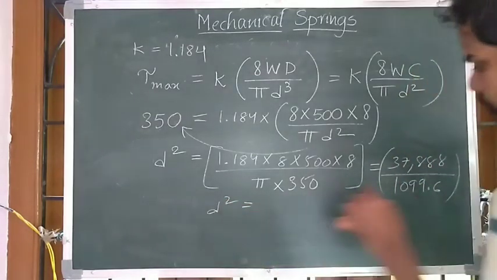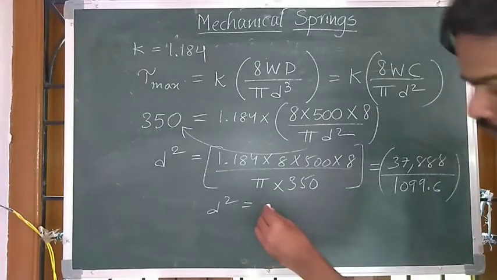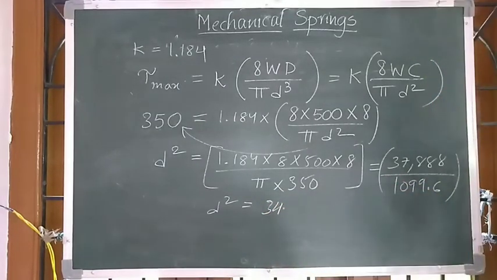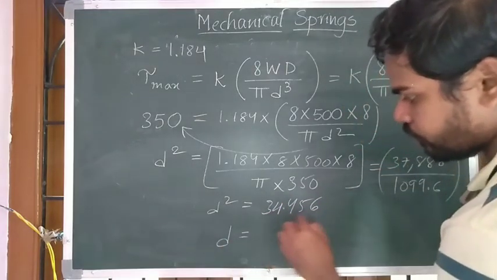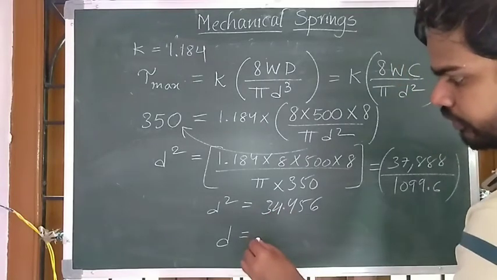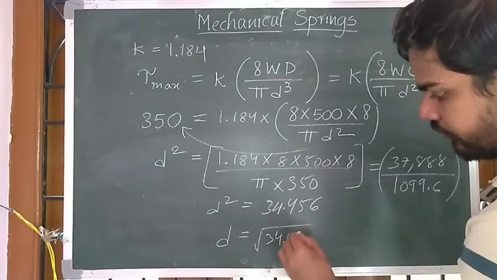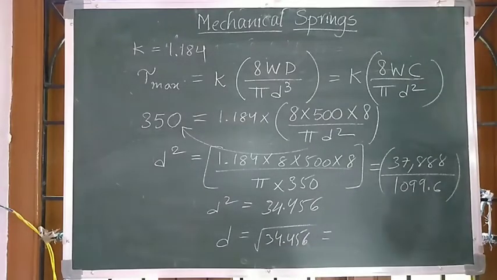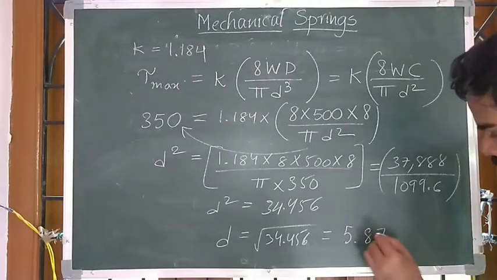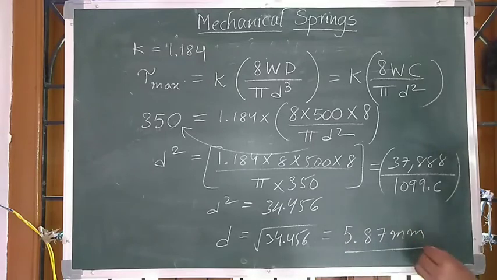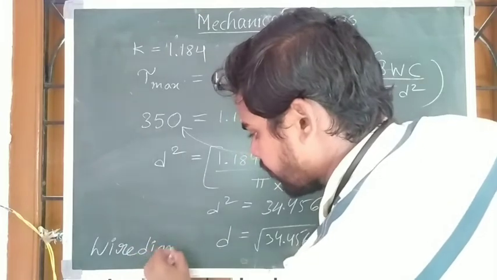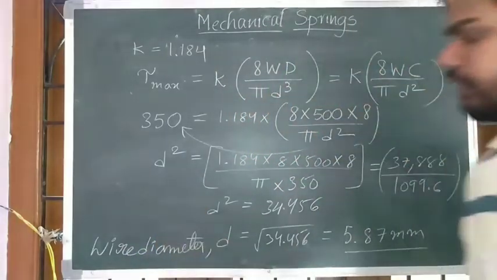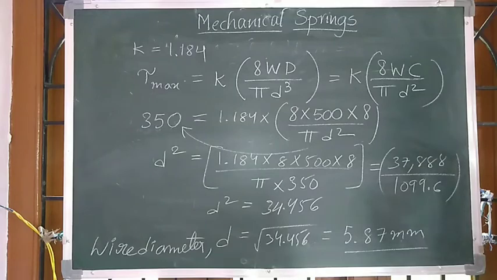Solve this expression and you will get d square equal to 34.456. Then the value of d is the root of 34.456. Then you will get 5.87 mm. This is the wire diameter of the helical compression spring.